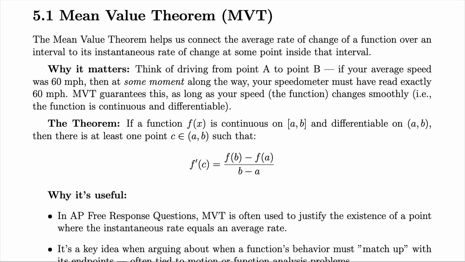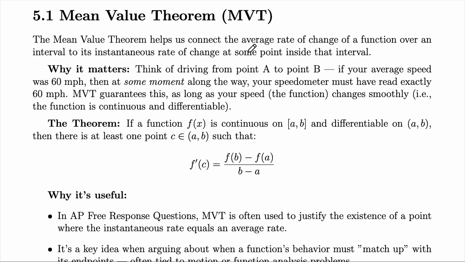So the mean value theorem, or MVT, basically helps us connect the average rate of change of a function with the instantaneous rate of change at some point inside that interval, and helps us find where those two are equal. So I like to think of this more conceptually.